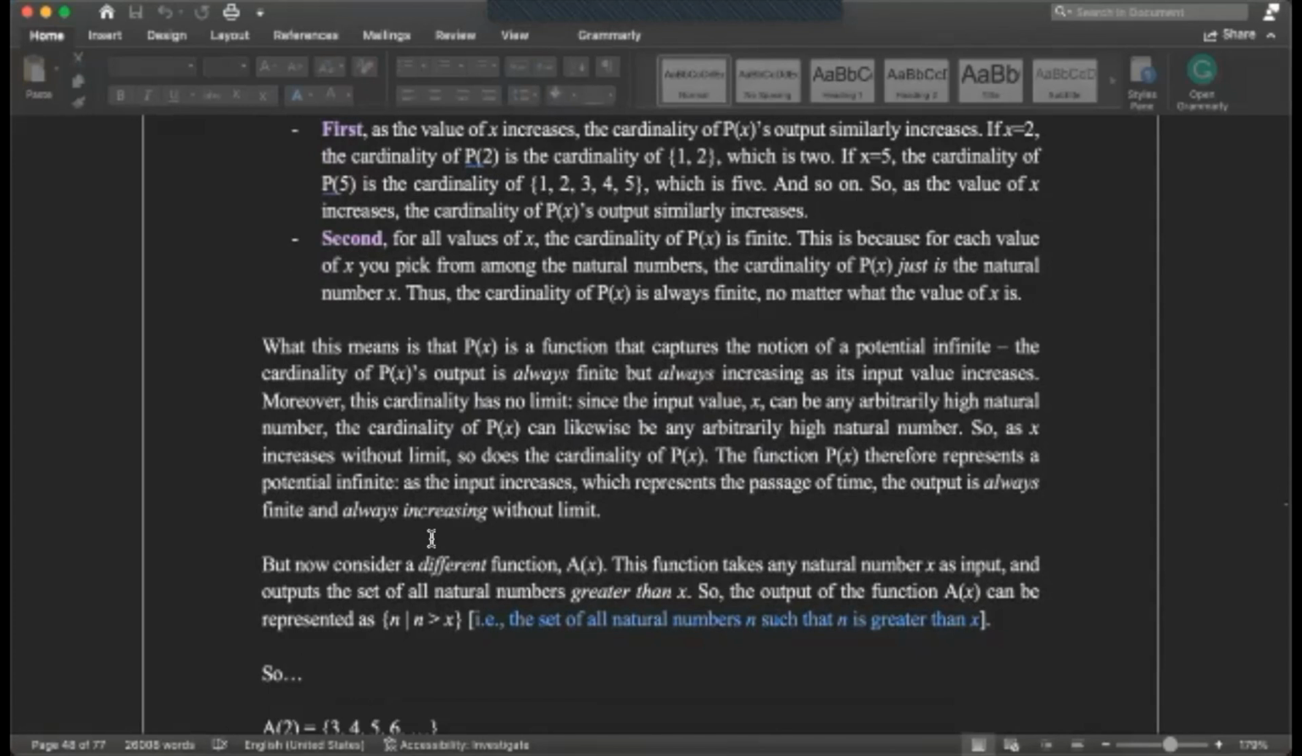But now consider a different function, A of x. P, if you haven't noticed, stands for potential, and A stands for actual, right? Bada bing, bada boom. Things are connecting. The puzzle pieces are falling together.